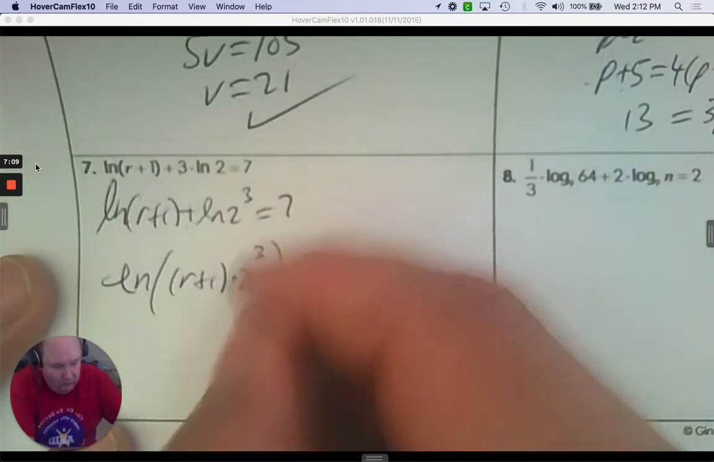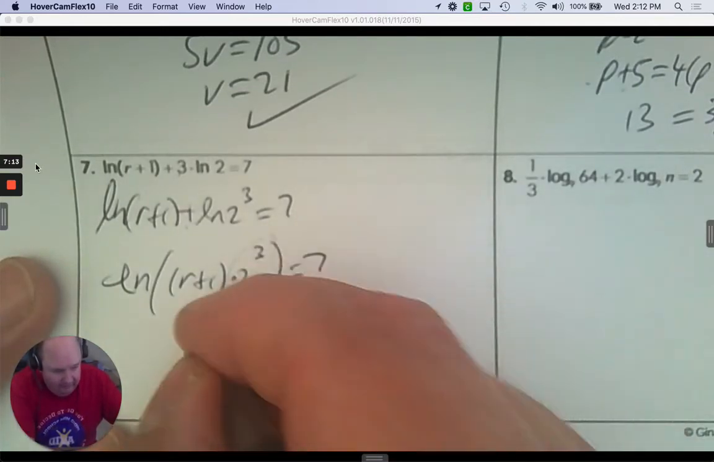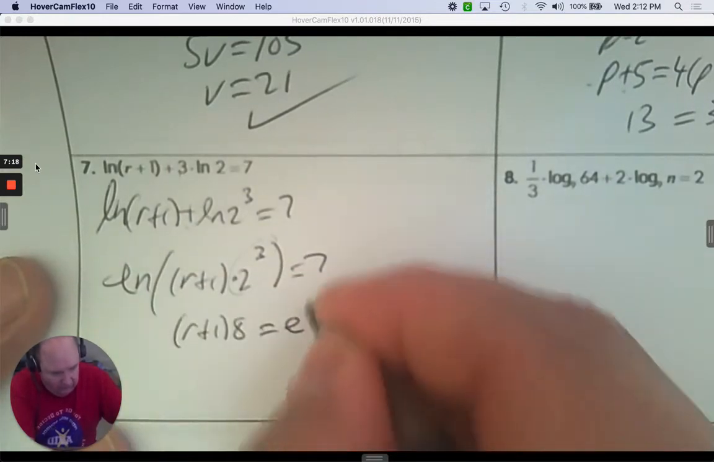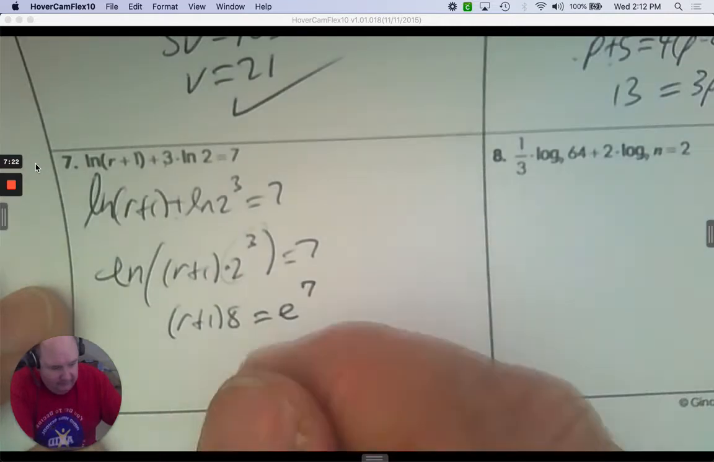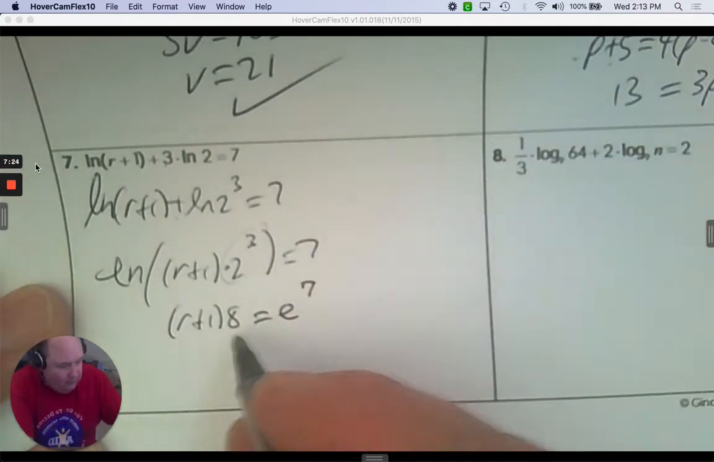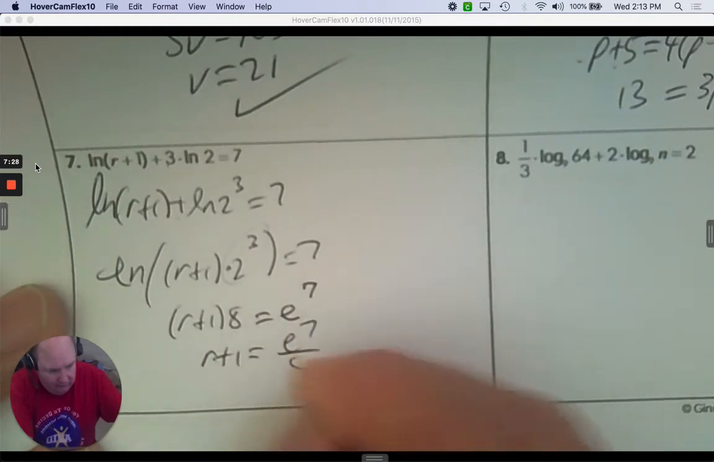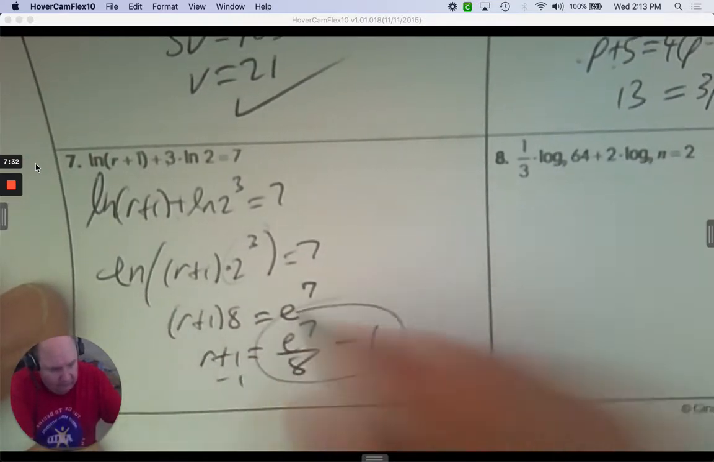Now, 2 to the exponent 3 is 8. Remember that. So this is r plus 1 times 8. The base you don't see is e. That's to the exponent 7. Different ways you can do this. You can actually divide by 8 right now if you want, and not distribute, and then subtract 1 to get your answer. So this is the answer.